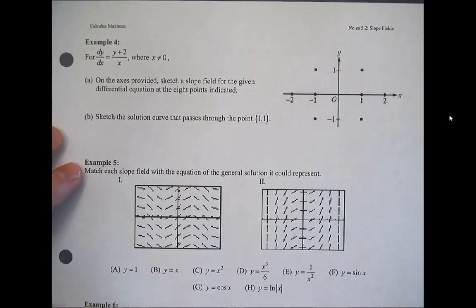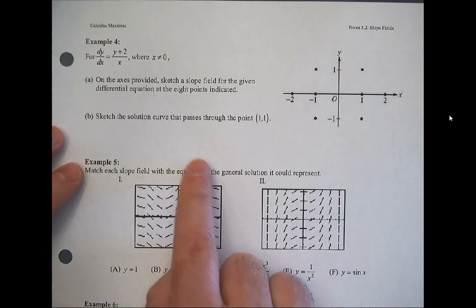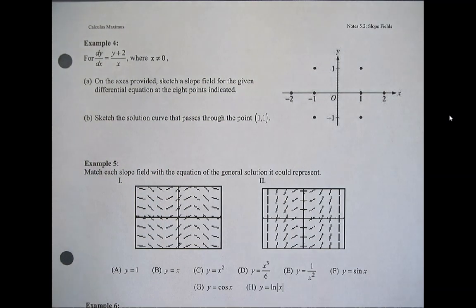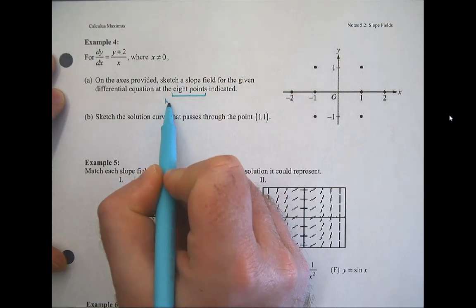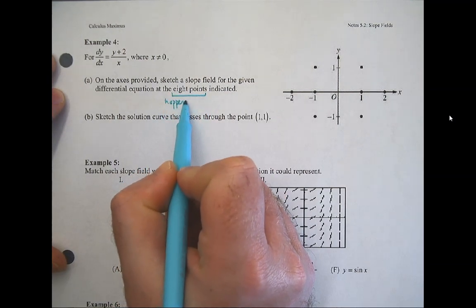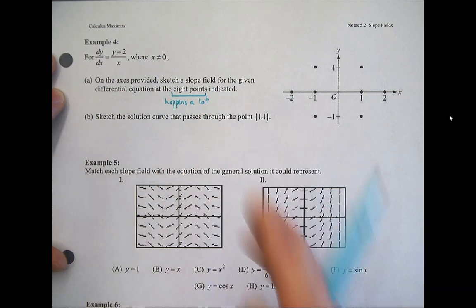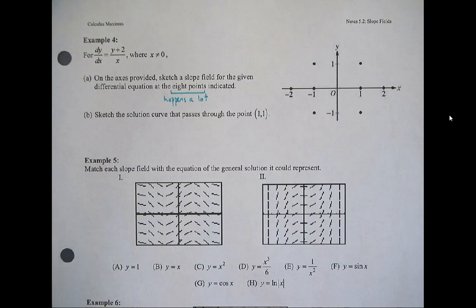All right, here we go again. I'm going to encourage you to pause. Notice it says at the 8 indicated points. This happens a lot, where you only have to do it at the 8 points. So don't do it everywhere, just at the 8 points that they indicated.